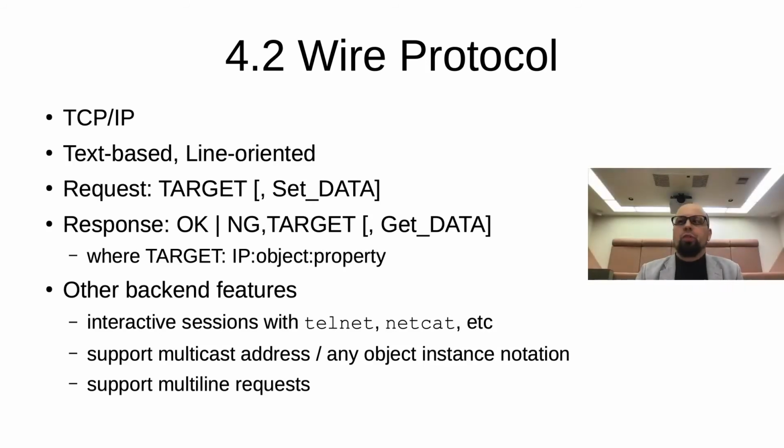The communication protocol between the frontend and the backend is a text-based, line-oriented protocol running over TCP/IP. For a request, a target must be specified, with optional data in the case of a set command. A response contains a simple OK or NG field, indicating success and failure respectively. It further contains the responder, as well as any data in the case of a GET command. Targets and responders follow the same format, which consists of an IP address, the ECHONET object, and the ECHONET property code, all separated by colons.